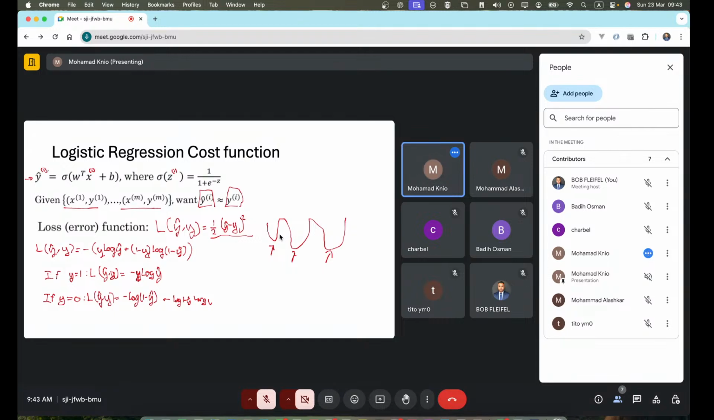But to know if the whole training was doing good or not, we call something a cost function. A cost function would be for the whole training set, not like the loss function. So the loss function again was focusing on one training example, while the cost function is for the entire training set.